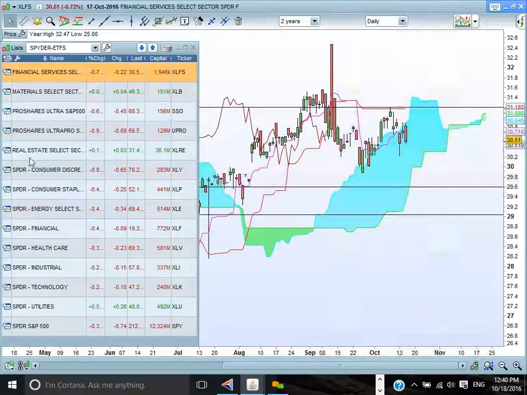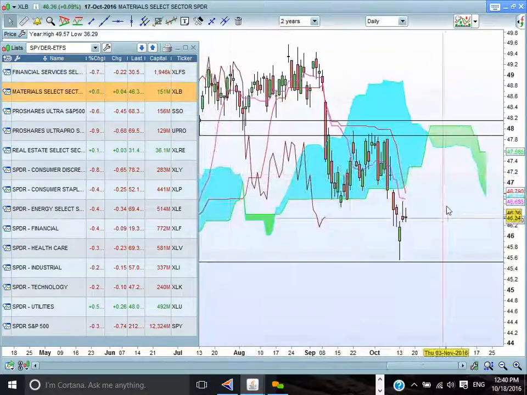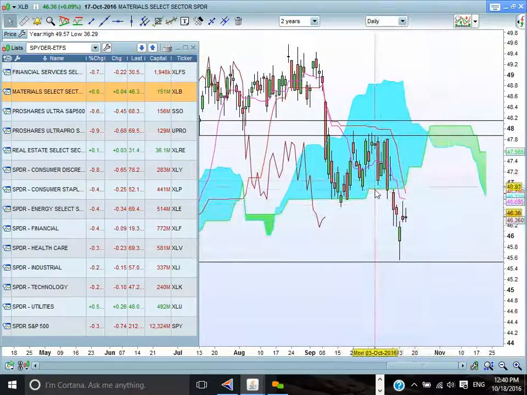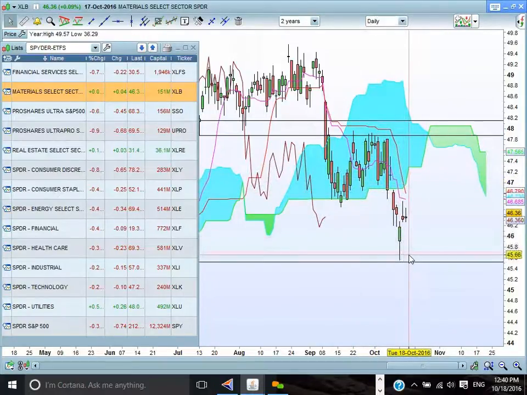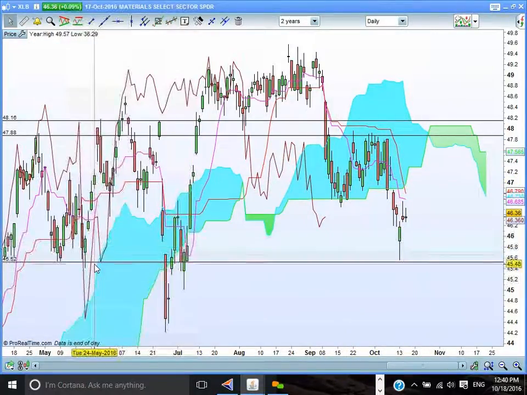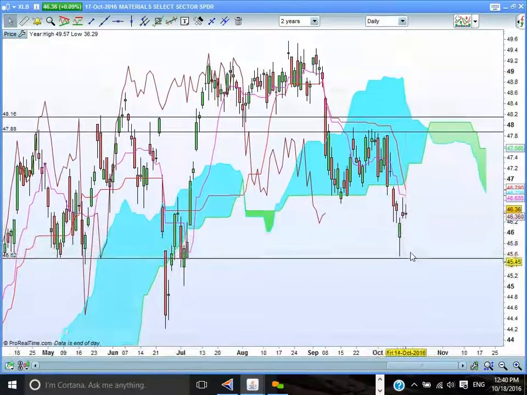Okay, materials in trouble. We broke through the cloud chart support area. We're now trading below the cloud. It's rebounding from old cloud chart support areas here. So we could see a rebound here for the year-end rally. Let's say it rebounds here. You see these candlesticks come in here, and then we can see it go all the way.